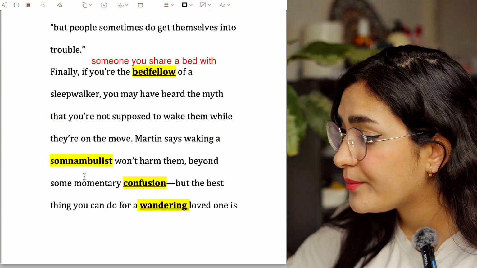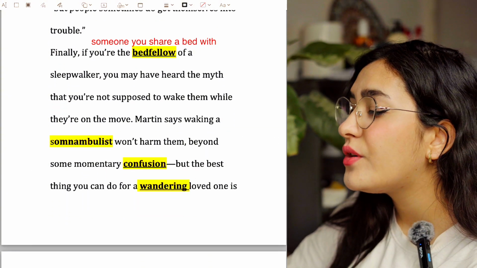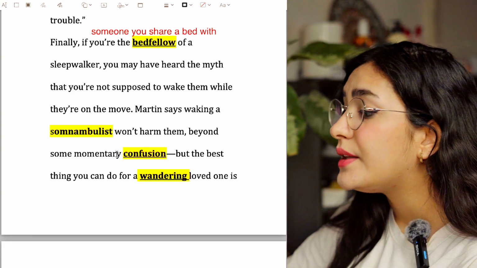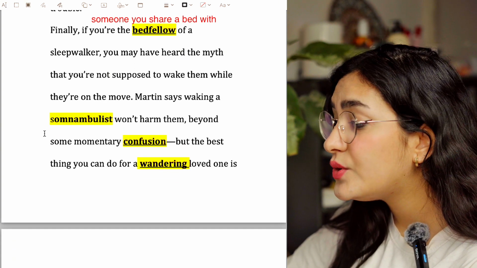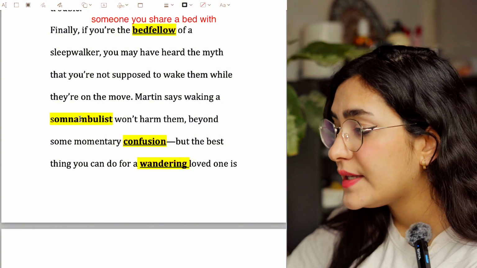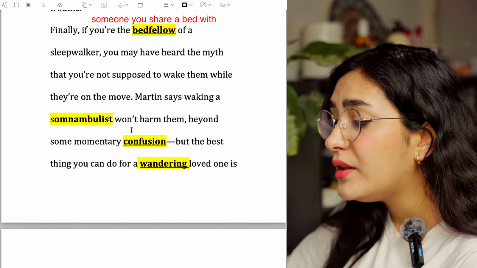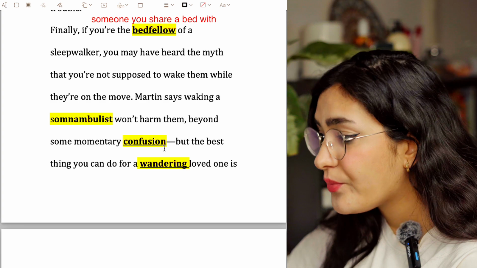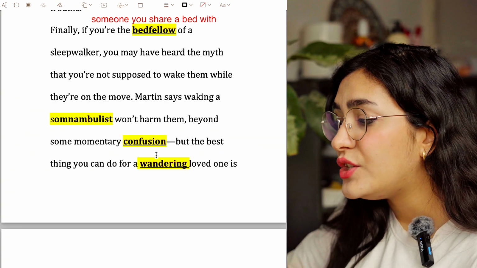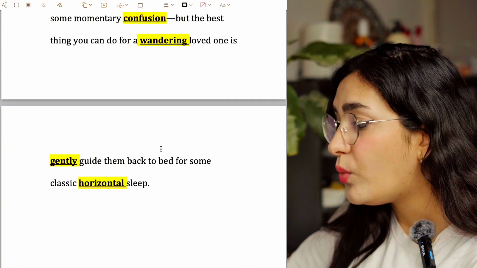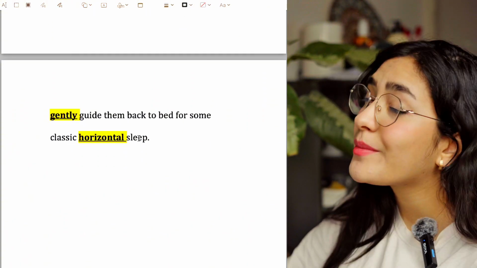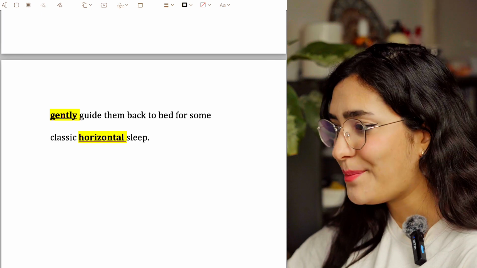Finally, if you're the bedfellow of a sleepwalker, you may have heard the myth that you're not supposed to wake them while they're on the move. Martin says, waking somnambulists won't harm them, beyond some momentary confusion, but the best thing you can do for a wandering loved one is gently guide them back to the bed for some classic horizontal sleep.